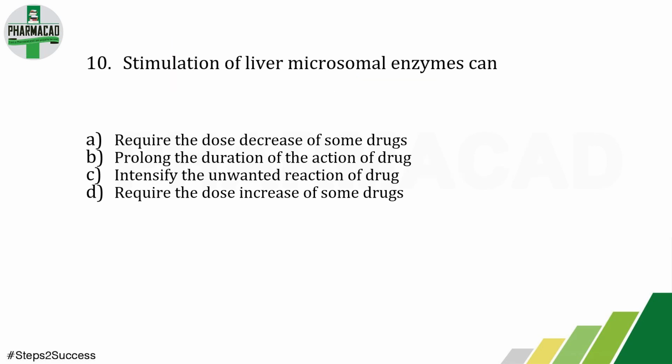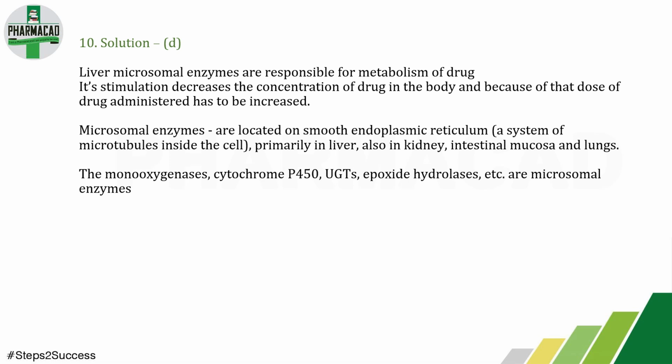Next, the stimulation of liver microsomal enzymes can. Here they are saying stimulation. We have two things for the microsomal enzyme: one is stimulation, the other one is inhibition. So for stimulation, let's look at the options. They require the dose decrease of some drugs. Next, prolong the duration of action of the drug. Then intensify the unwanted reaction of drug, or require the dose increase of some drugs. So the solution is that on stimulation of liver microsomal enzymes, the dose of the drug needs to be increased. So the correct option is option D.